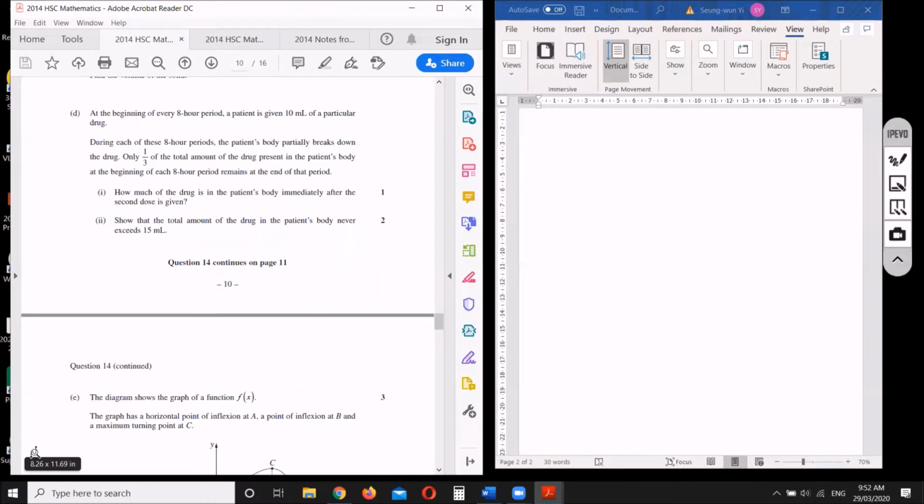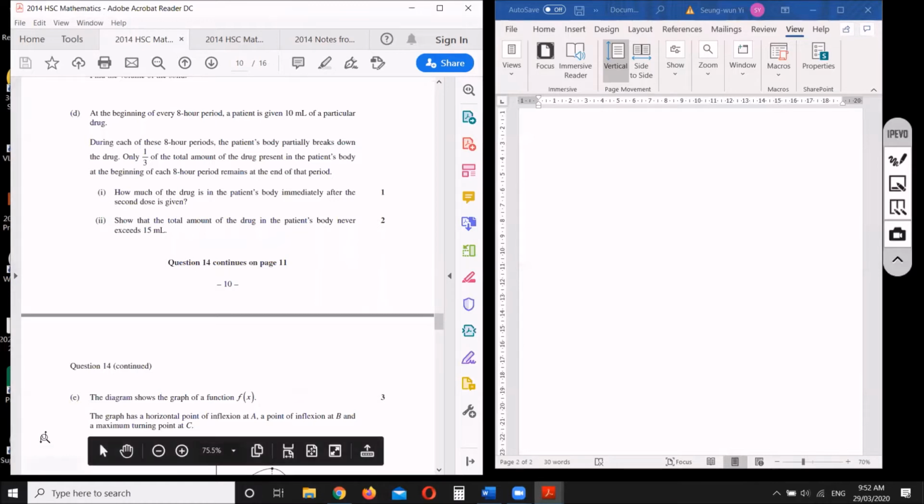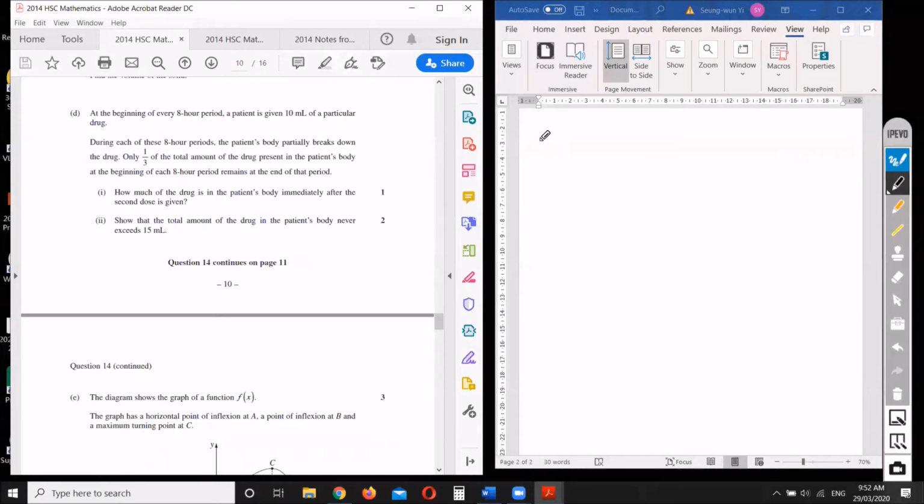So basically you've got dose one. I figured it out pretty quickly. I think it was because it'll be 1/3 left from the previous one. It'll be 10 over 3 plus 10. Yes, good. So you've got 10 over 3 plus 10, right? So your answer is 13 1/3 milliliters for part one.